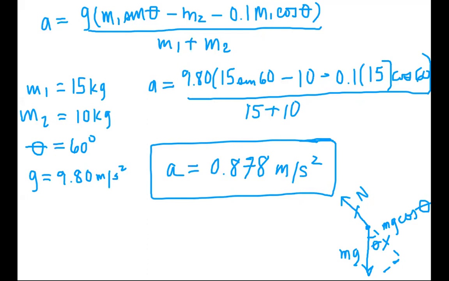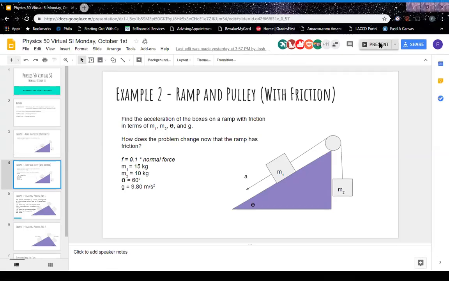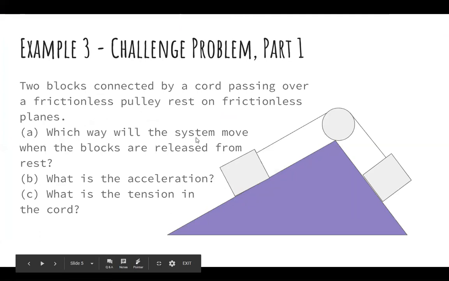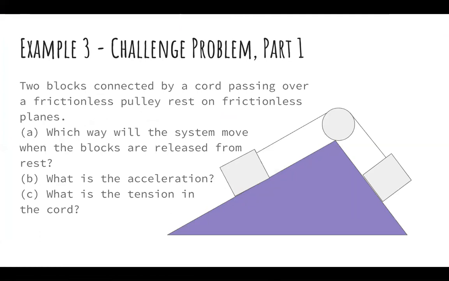It is now 12:30, which means we will move on to our challenge problem. If you can turn there on the PowerPoint, it says two blocks are connected by a cord that is passing over a frictionless pulley, and those blocks are resting on frictionless planes. So there is no friction in this problem whatsoever, so we can just forget about that for now.